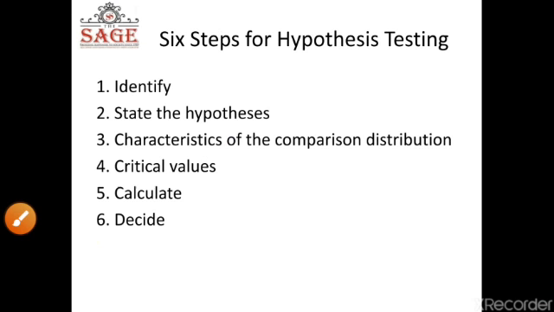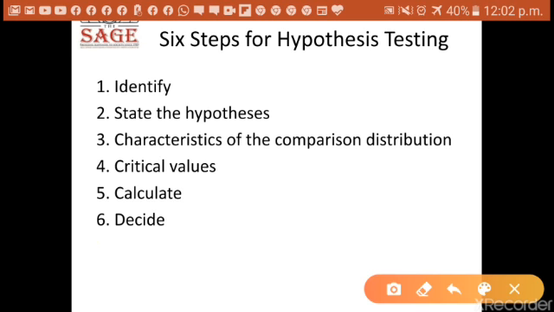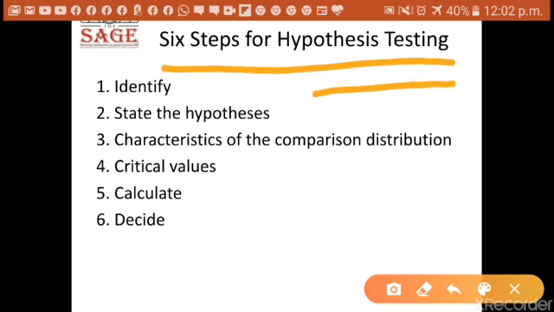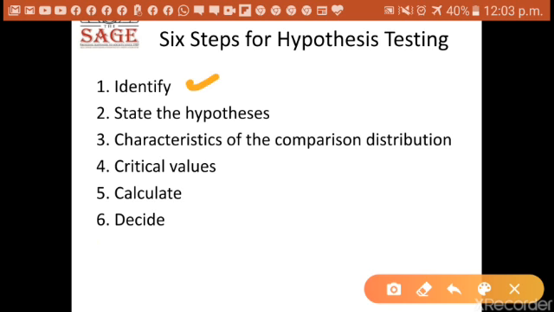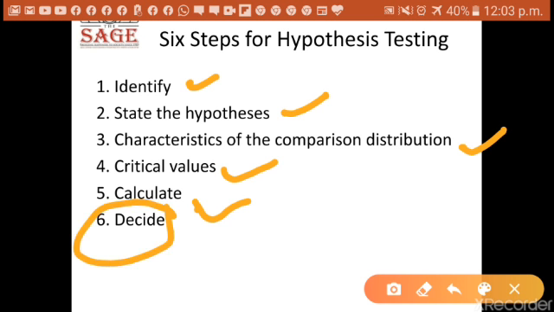Now these are the 6 steps for hypothesis testing, which apply to any kind of testing. We are doing hypothesis testing, and these 6 steps have to be followed. What are those 6 steps? First, you identify the variables. You state the hypothesis. The characteristics of the comparison distribution should be there, and the critical value should be in front of you. You calculate your own value, and then you give your decision. These are your 6 steps, which are also called the old hat.